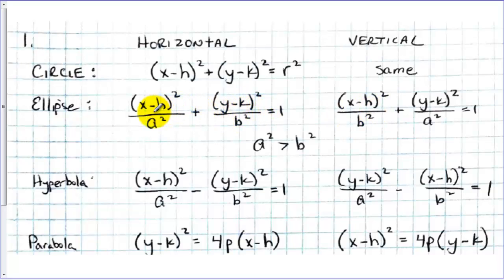And again, with the ellipses, the bigger number, if it's under x squared, is horizontal, and if the bigger number is under the y squared, it's vertical. So for ellipses, the a squared is always the bigger of the two numbers. For hyperbola, it's based on what's positive, so either the x is positive or the y. Again, it's x minus h and y minus k replacing the x's and y's, and same with the parabola. So it's all the same formulas that we used the first time around. We're just replacing every x with x minus h and every y with y minus k.